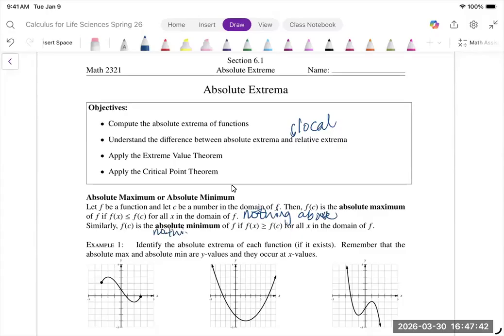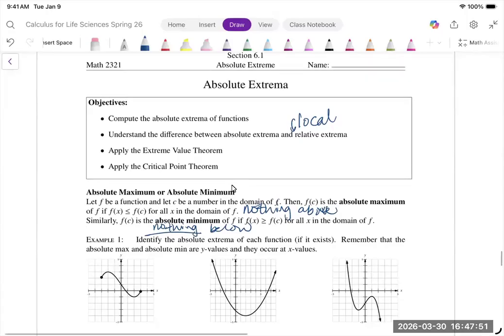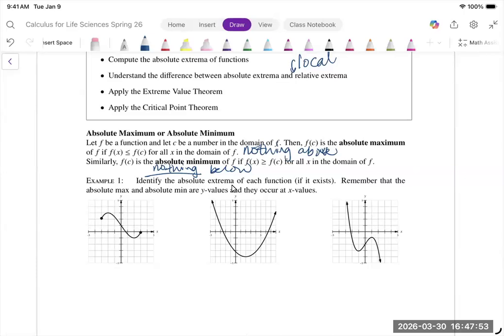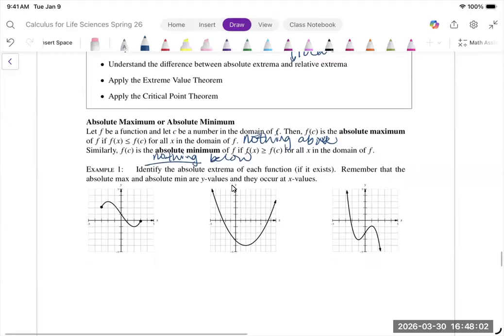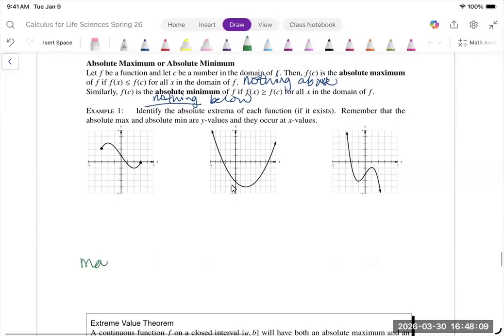Nothing, it is the lowest, okay? The lowest, absolute min, and the max. So identify the absolute extrema of each function if it exists. Then remember that the absolute max and absolute min are y values. They occur at x values. So that little bit is a hint that we usually say max of blank at x equaling blank.